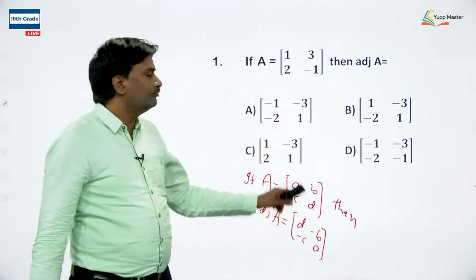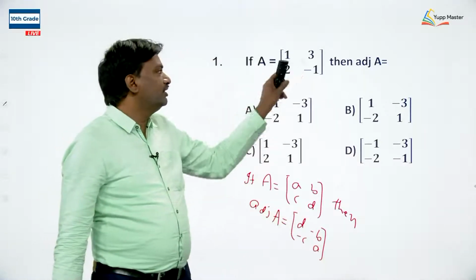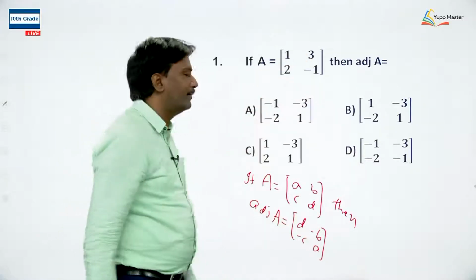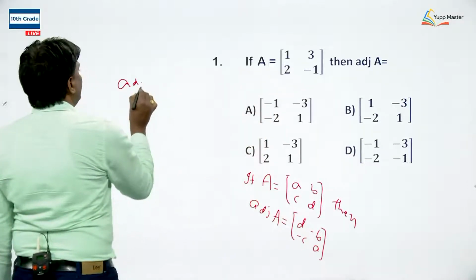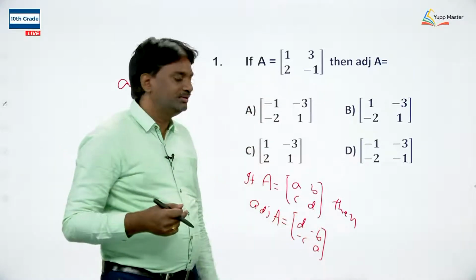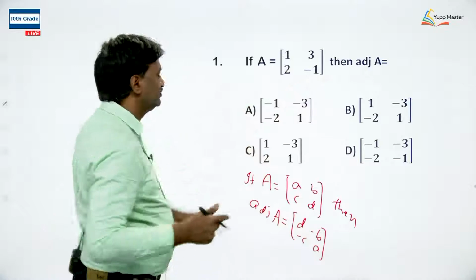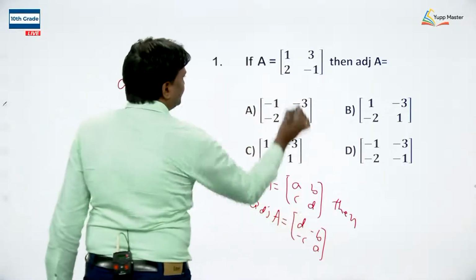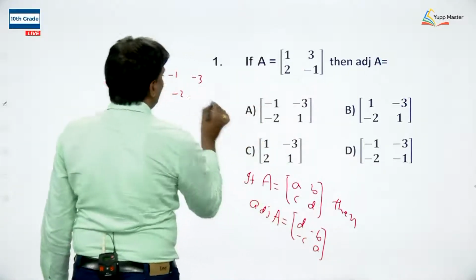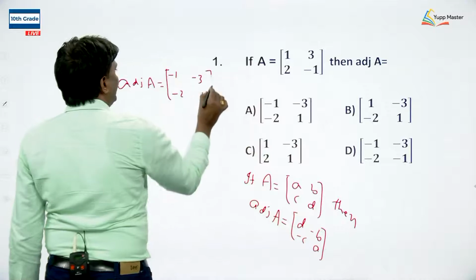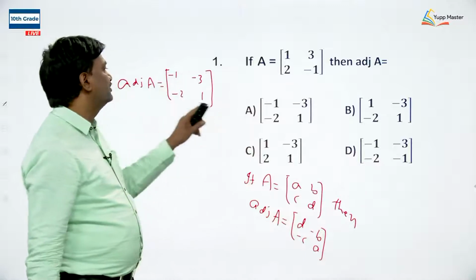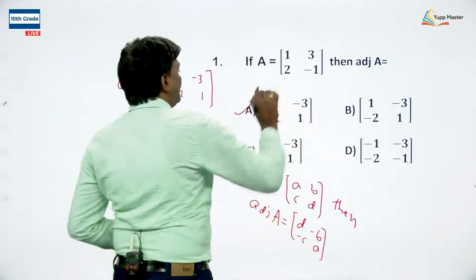Now by using this formula, where A equals [1, 3; 2, -1], we have a equals 1, b equals 3, c equals 2, d equals -1. Now adjoint A can be written using the formula [d, -b; -c, a], where d means -1, so that is -1. Next, -b is -3, -c is -2, next a, where a equals 1. So for the given matrix, the adjoint A is [-1, -3; -2, 1]. So by observing option A.